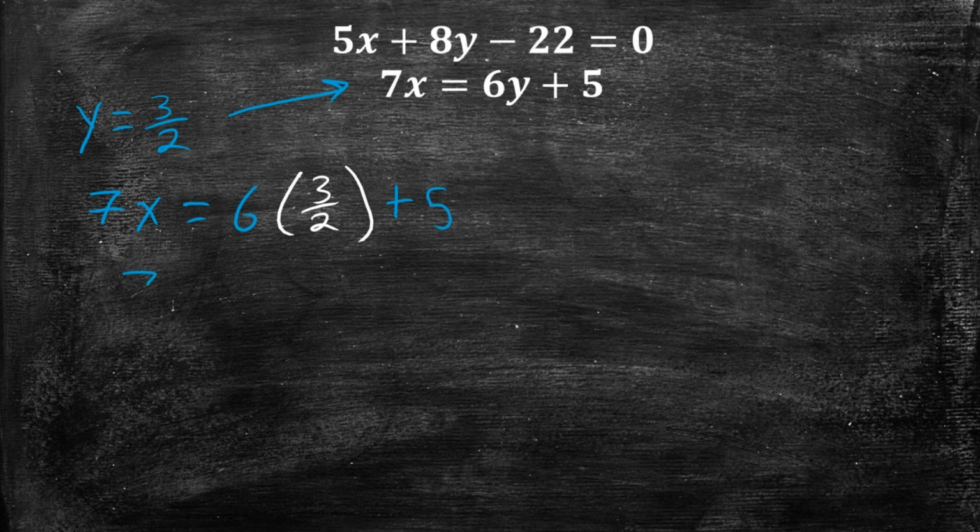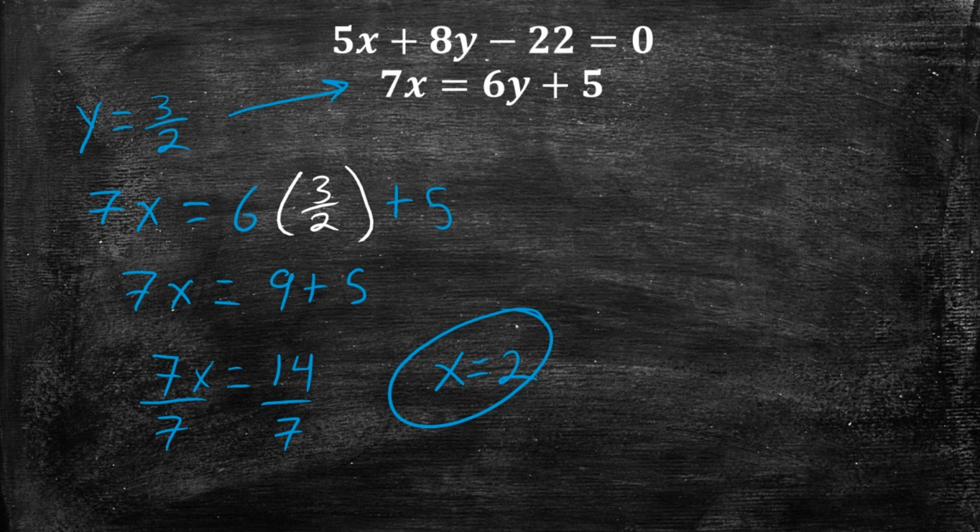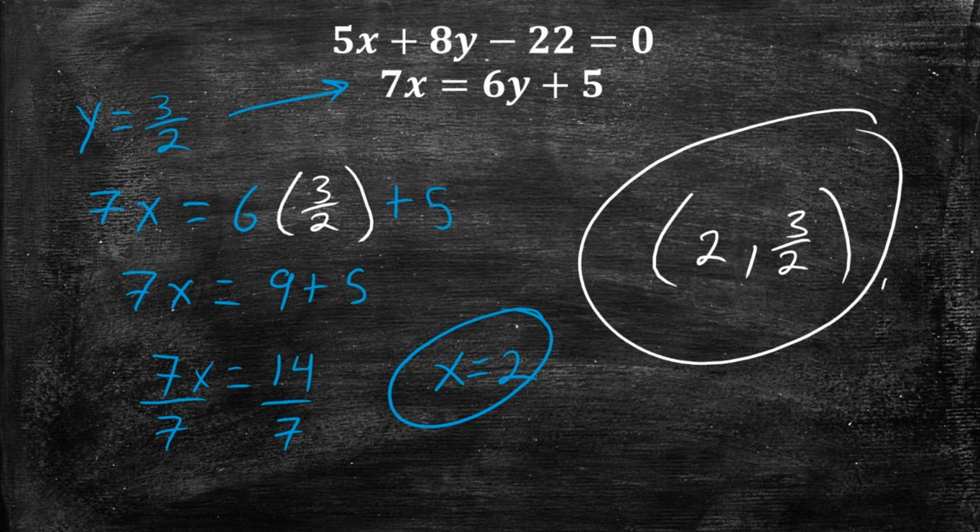So we got 7x is equal to, this will be 9 plus 5. So we have 7x is equal to 14. You divide both sides by 7, then you get x is equal to 2. So our final answer in point form is 2 comma 3 over 2. And that is our final answer.